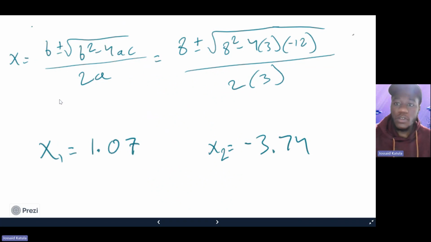Yeah, ignore my camera. There's just no good place to put it. So I'll put it right in this corner.